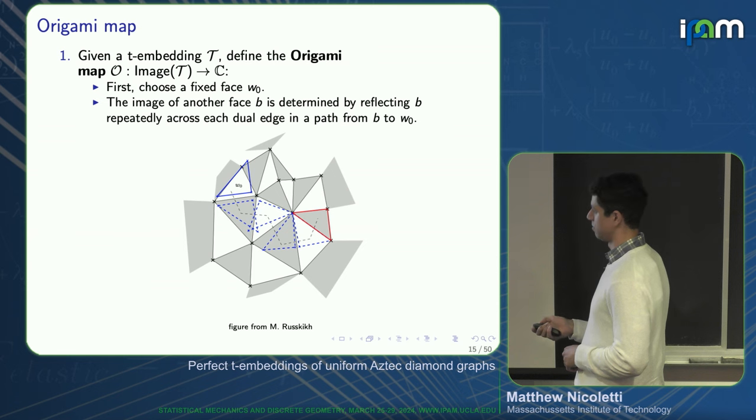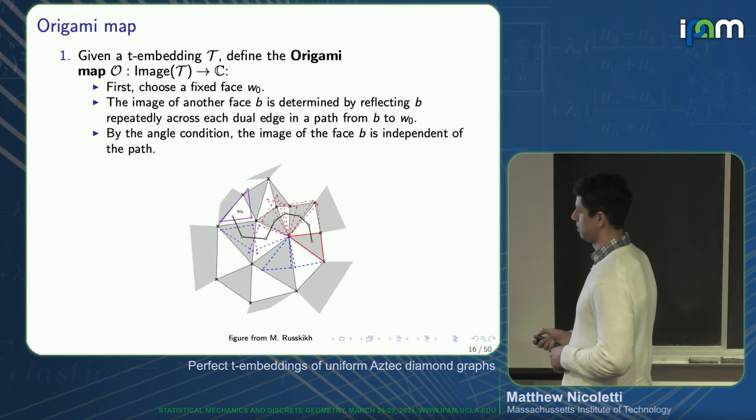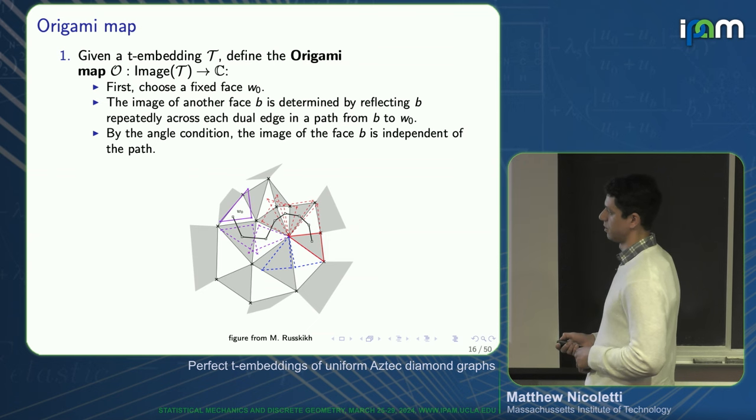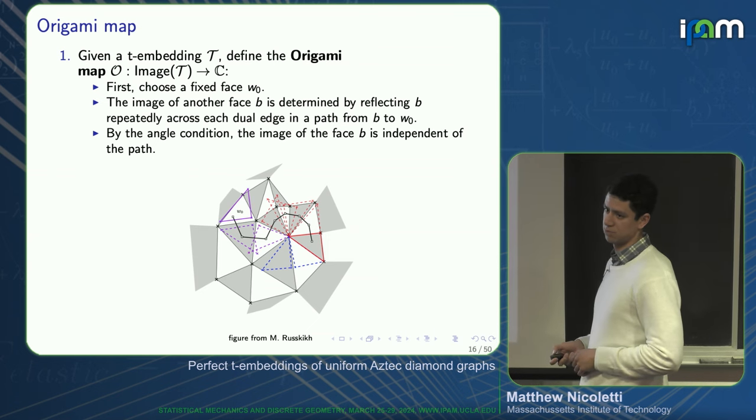I chose a path, so we need to say that it's path independent, but this angle condition guarantees that this is actually path independent. So the origami map defined in this way is well defined.